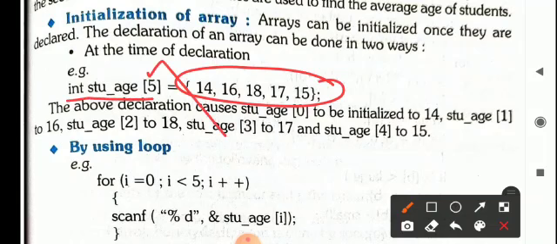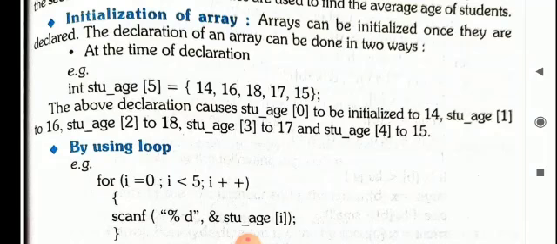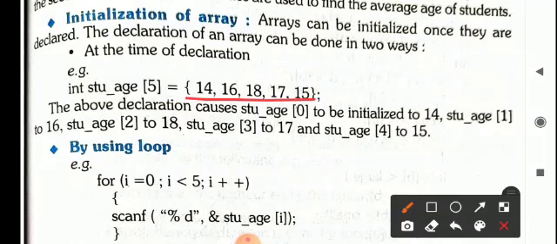How many values have been given? 1, 2, 3, 4, 5. Five values. That means these values are constant. Throughout the program they will remain constant, and this is the way you can have constant values. They should be enclosed within a pair of braces, and each element should be separated by a comma.